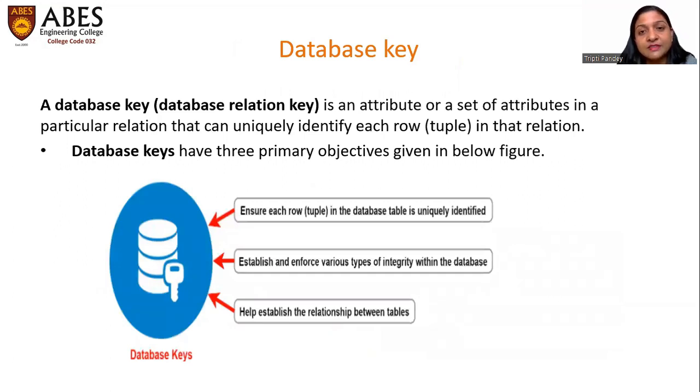Now, what is a database key? This is the definition. A database key is an attribute or a set of attributes in a particular relation that can uniquely identify each row, or you can say tuple, in that relation. There are three primary objectives of a database key. First, it ensures each tuple in the database table is uniquely identified. Second, it establishes and enforces various types of integrity within the database. Third, it helps us to establish the relationship between tables.